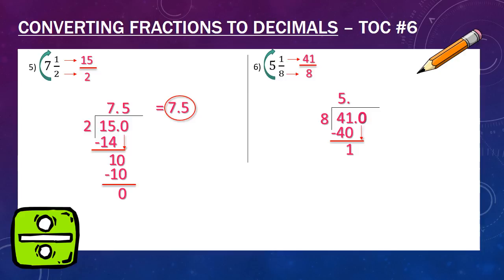8 goes into 20 2 times. 8 times 2 is 16. We're going to subtract, and when we subtract, we have 4 left over, but we're still not done. We've got to add another 0 and bring it down. 8 goes into 40 5 times. Now when we subtract, we get 0 and we can stop. So on this one, our answer is 5 and 125 thousandths. And don't forget to circle your answer so you know what your answer is.